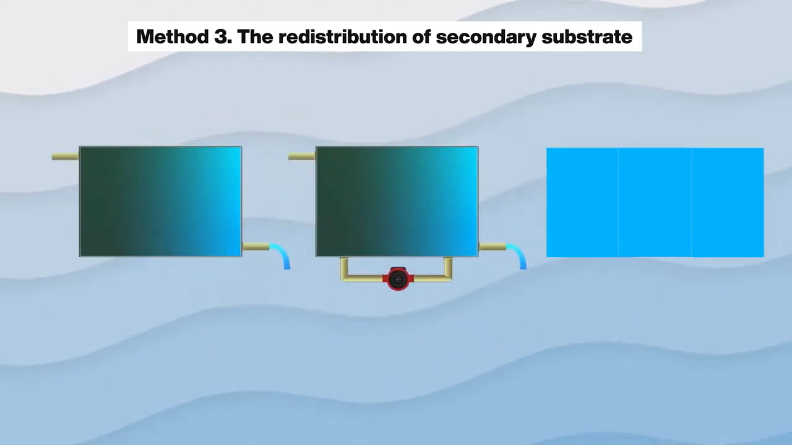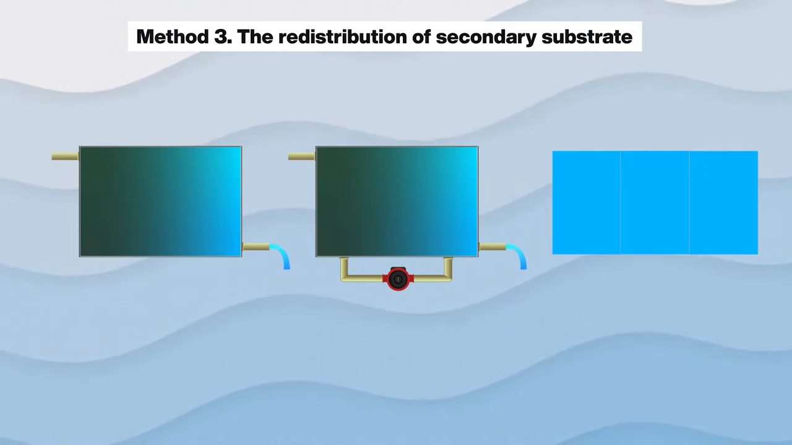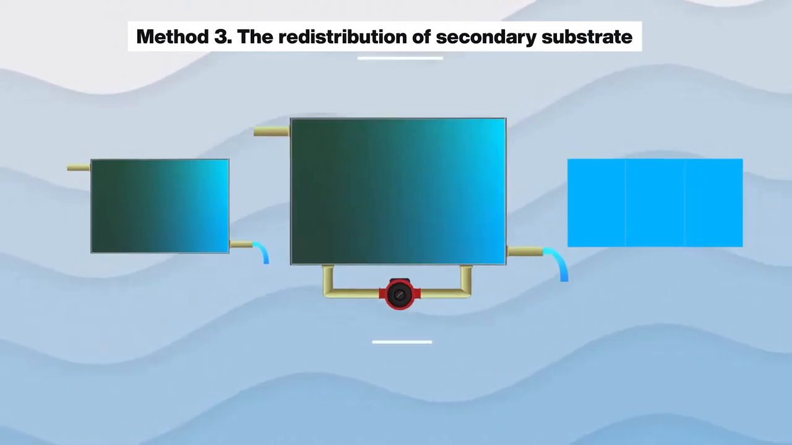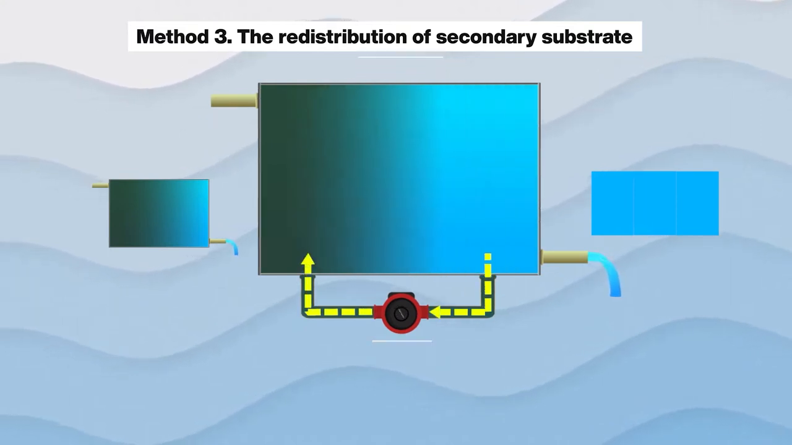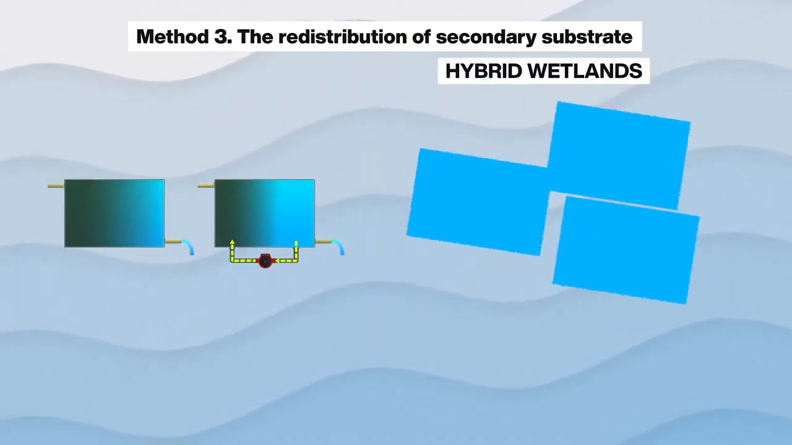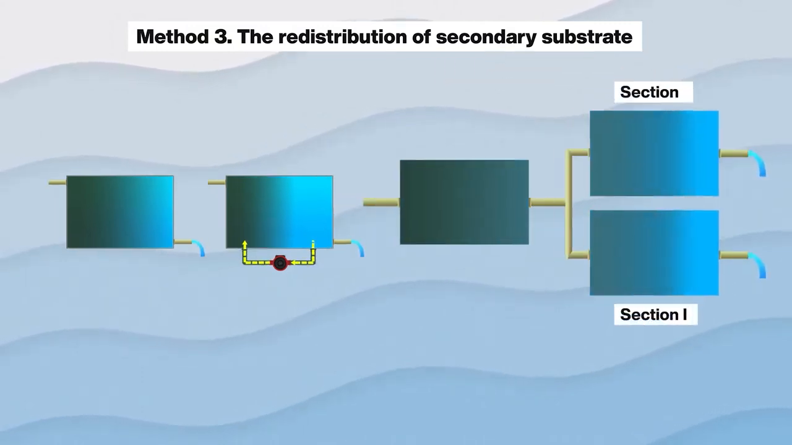The third method of bacteriocynosis selection is redistribution of secondary substrate. It can be performed in 2 ways, either by recycling of secondary substrate or by the redistribution of the substrate into sections specially designed for its processing.